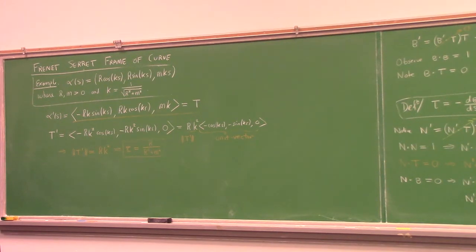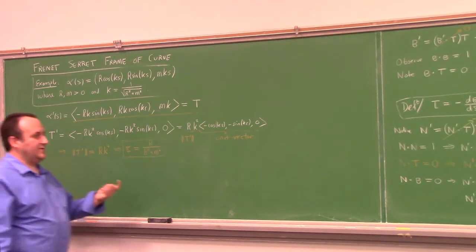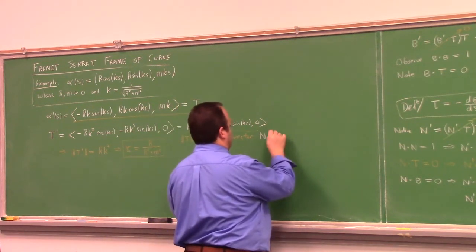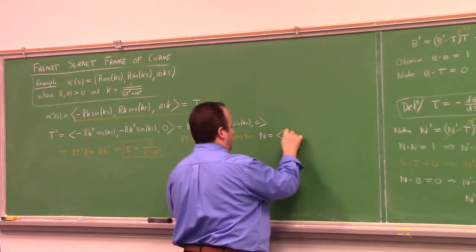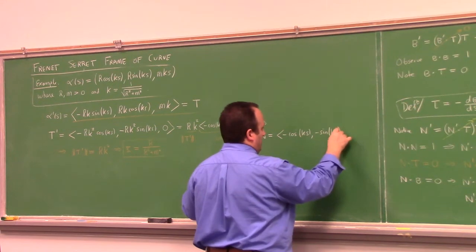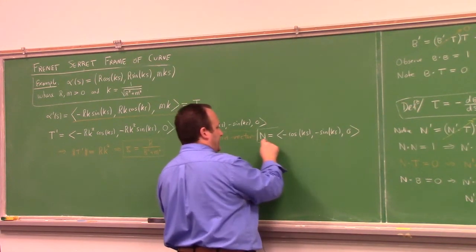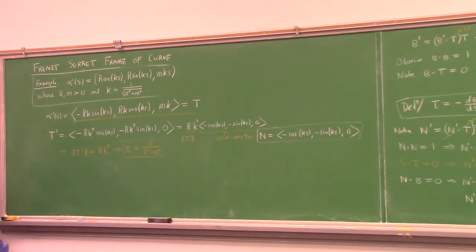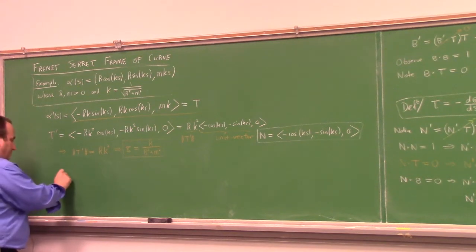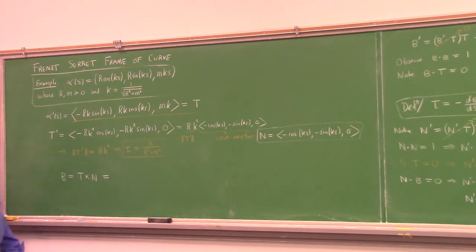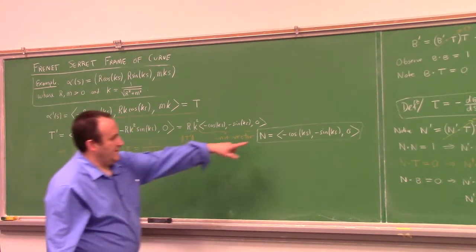Now what's left? We've got T. By the way, this unit vector is N. N is in fact minus cosine ks, minus sine ks, 0. That is the unit normal right there. So how do we calculate the binormal? By definition, T cross N. So you have to take the cross product of this and that.